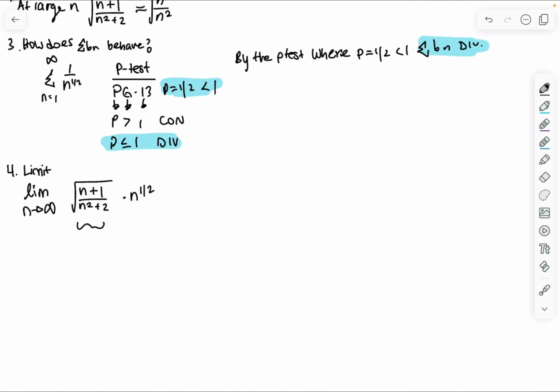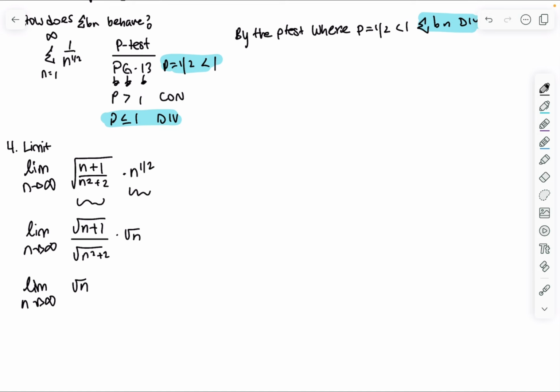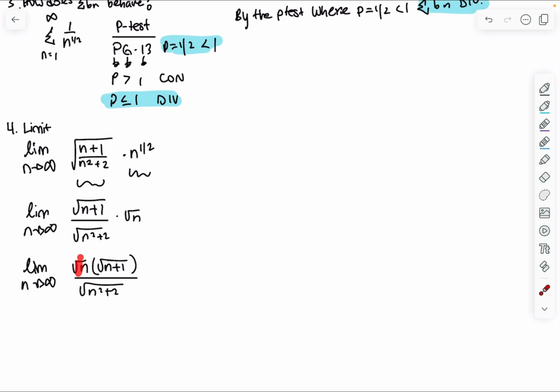Now this here can be rewritten as the square root of n plus 1 over the square root of n squared plus 2. This here can be rewritten as just the square root of n, because it's easier to see things that way in this case. Because really what I'm going to do is distribute that square root of n. And remember that when you have roots, you can just join everything together in multiplication. So that becomes n times n plus 1. And then within that, you can distribute that n. So that's n squared plus n.